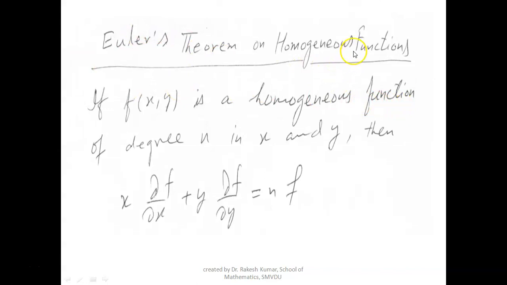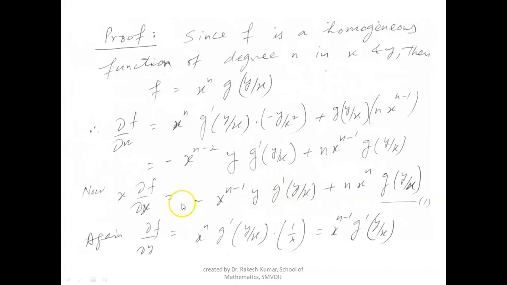Euler's theorem on homogeneous functions. What is the statement? If f(x, y) is a homogeneous function of degree n in x and y, then x times del f by del x plus y times del f by del y is equal to n times the function f. This is the statement of Euler's theorem, and now its proof.